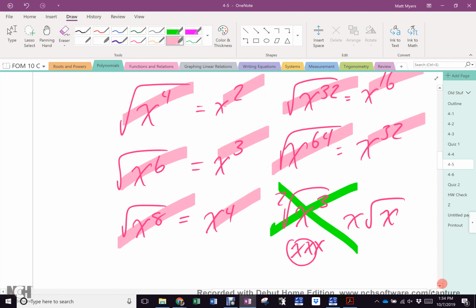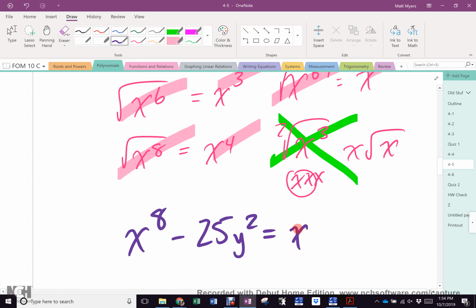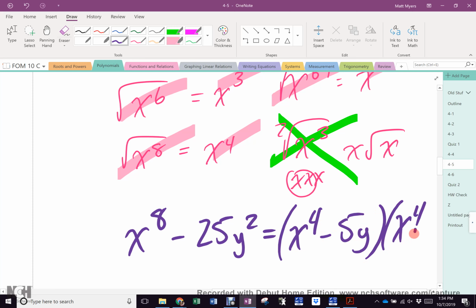So what then is, and this is the last one we're going to do in our heads, x to the 8th minus 25y squared? Try it, Garcille. X to the 4th minus 5y, and then x to the 4th plus 5y.